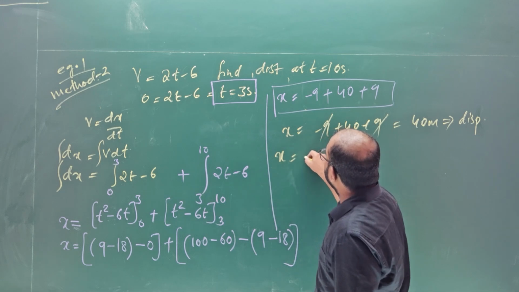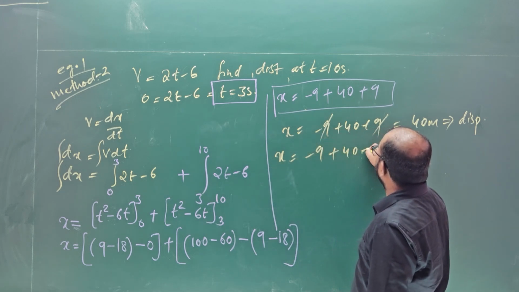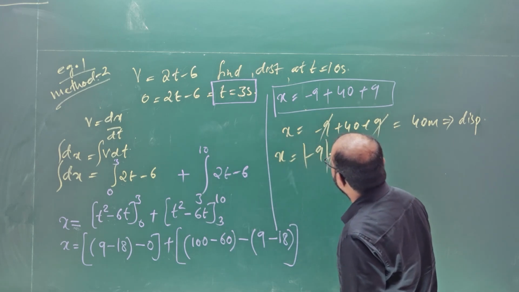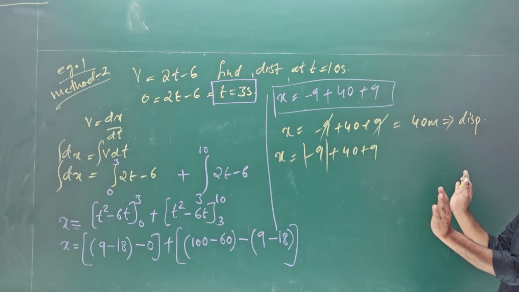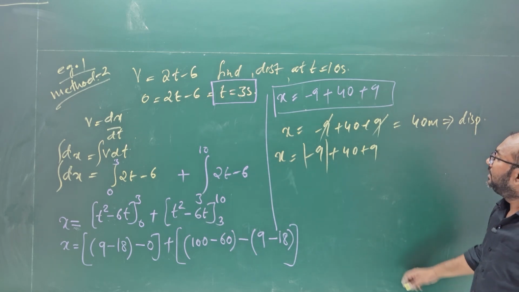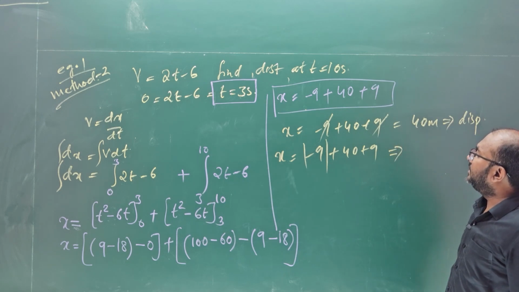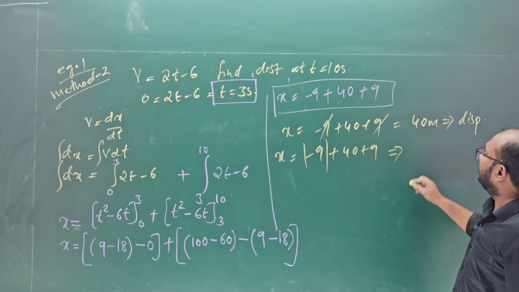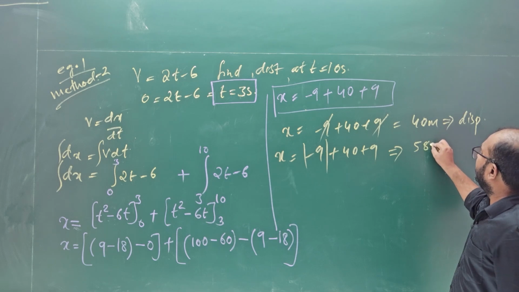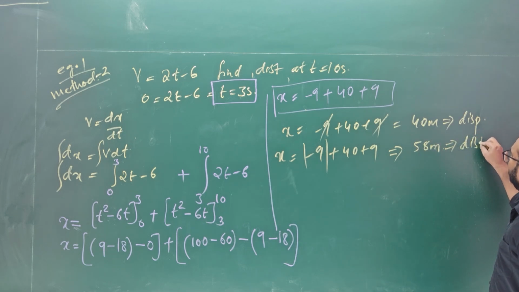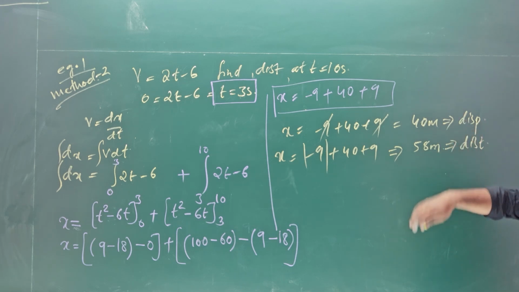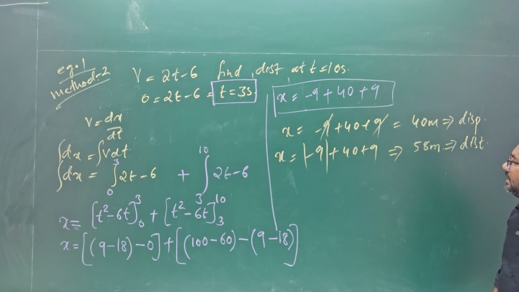Similarly, if x is equal to minus 9 plus 40 plus 9, and I consider the magnitude of negative values, whatever the negative value in that equation, you have to consider only the magnitude. Then that will provide you 9, 9, 18, and 18 plus 40, that is 58 meters. This is your distance. Whatever you feel, you can do either by the first method or the second method.